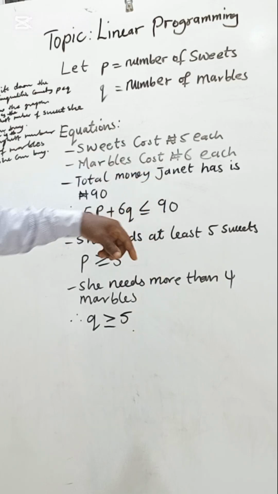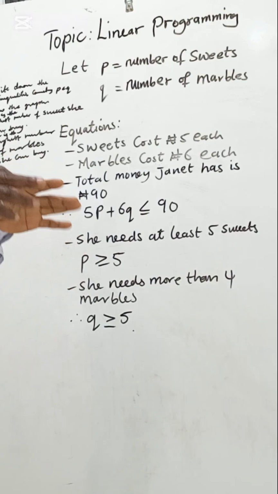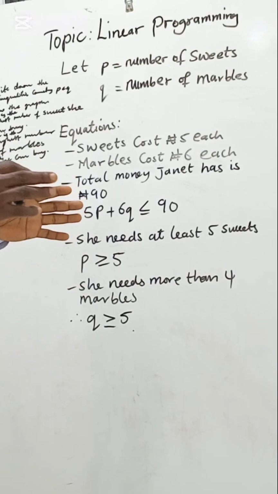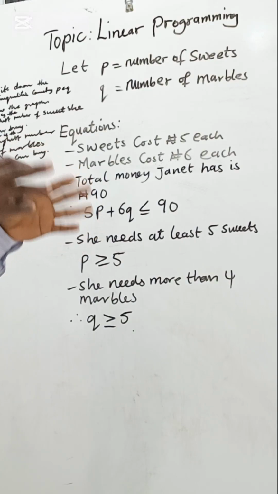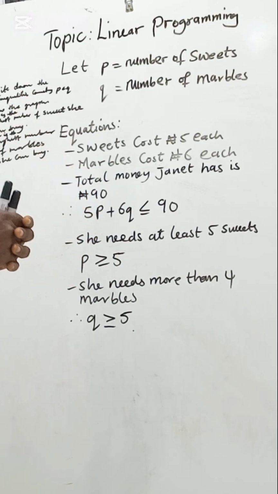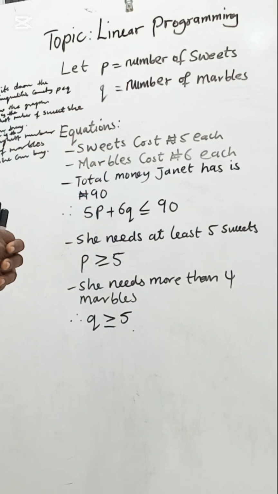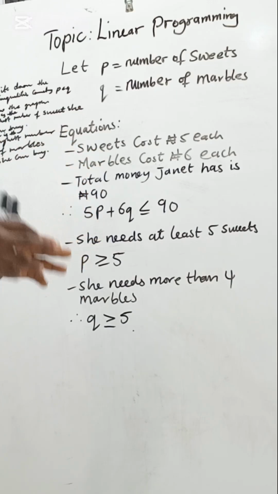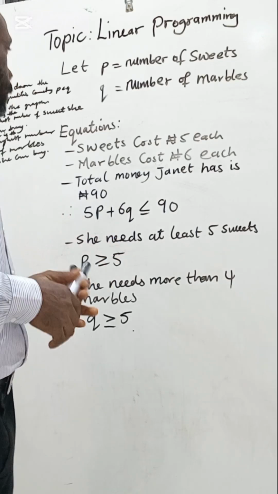Then we will plot our graph. After plotting the graph, we will locate the feasible region in the graph. That's the region that satisfies all the equations. When we locate that region, we will use the coordinates of that region to calculate the highest value of sweets that Janet needs, or the highest value of marbles that she needs. So let's proceed.